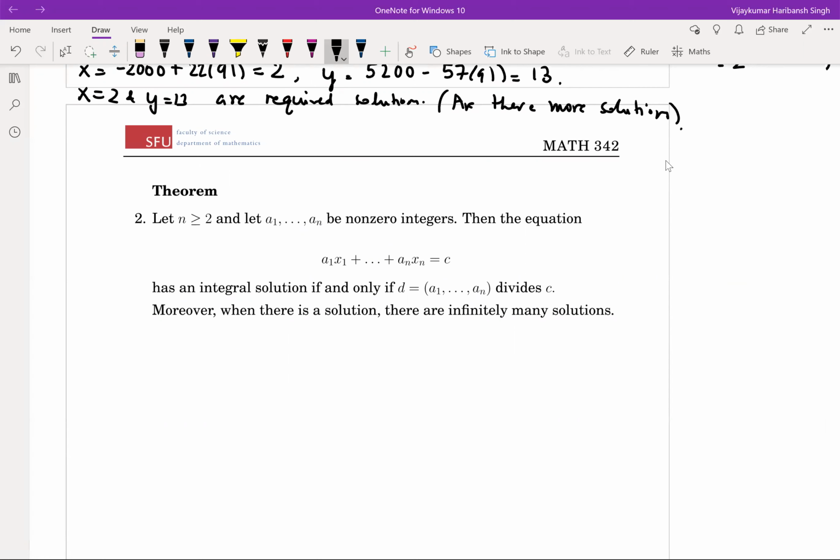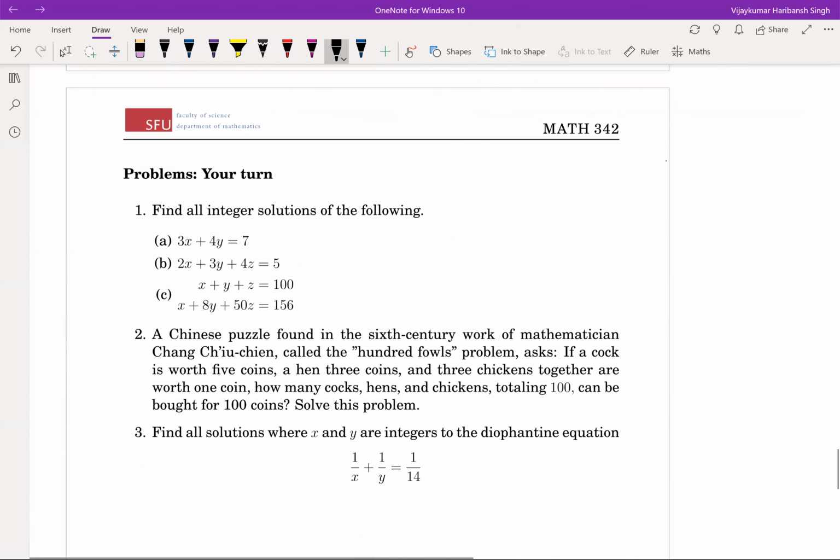All right. So this proof is a homework, or we can discuss this in the office hours. Now, these are the few problems.